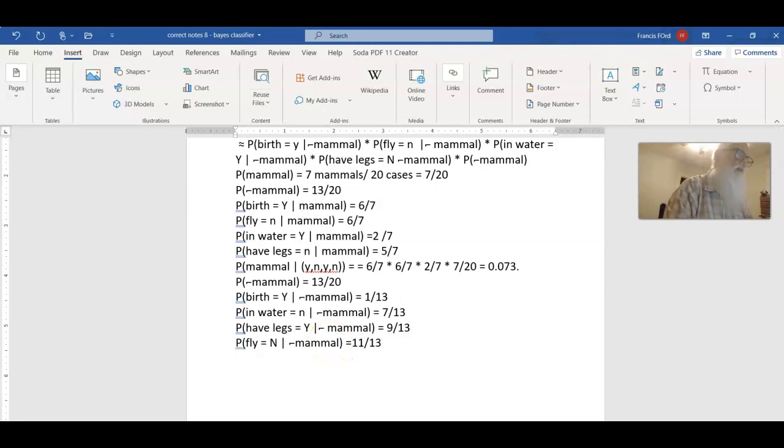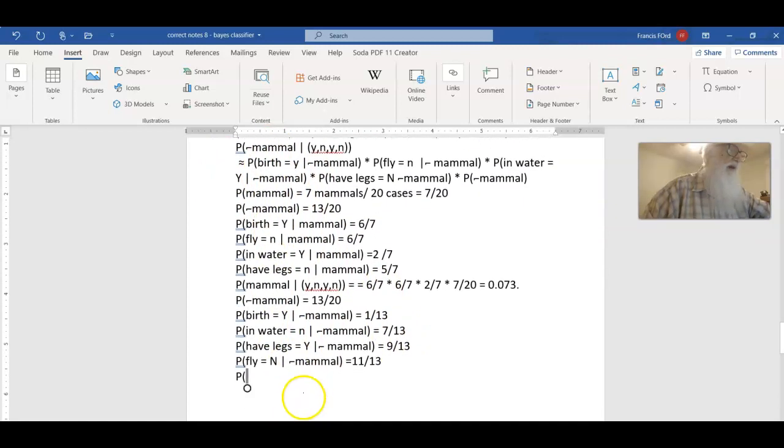And now it's very easy to compute what we want. The probability of not a mammal given a vector y, no, equals, and we multiply all these things together. 1/13 times 7/13 times 9/13 times 13/20.